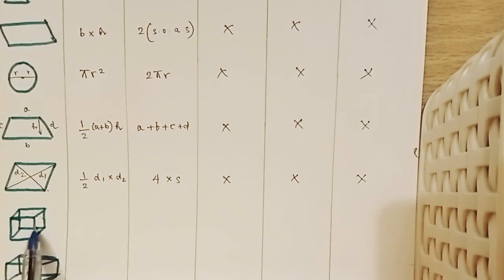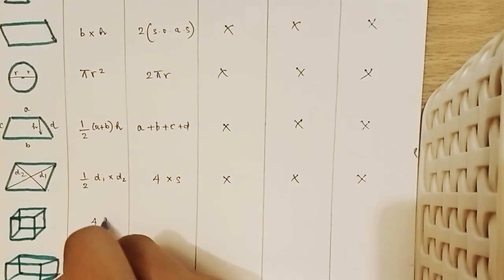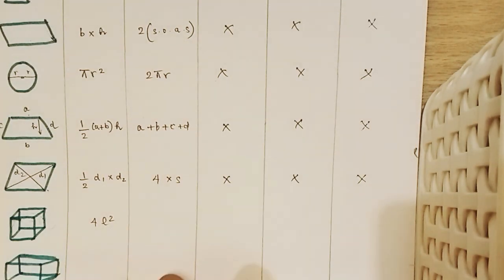And there are 4 sides. 1, this side, 2, this side, 3, the back side, and 4, this side. So there are 4 sides or the 4 curved surface areas. So it is 4L square or S square, the same thing.